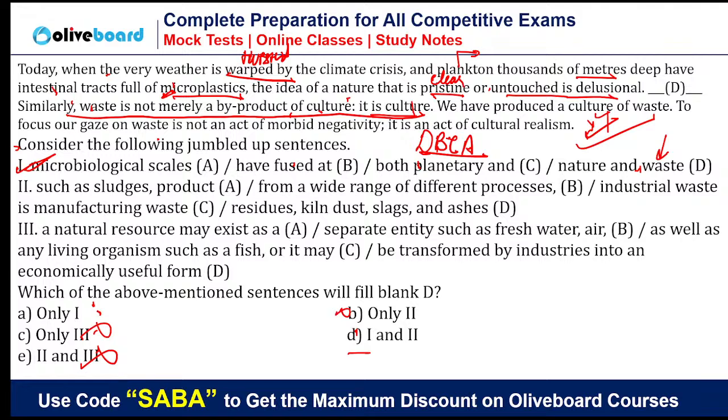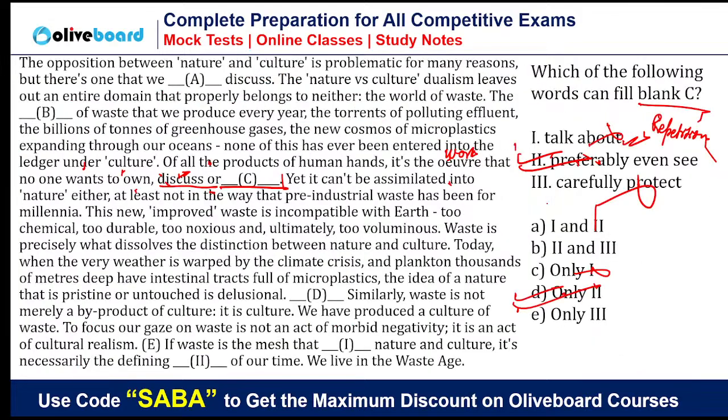Now next let's see. Such as sludges, products from a wide range of different processes. Industrial waste is manufacturing waste, residues, skin, dust, slags, and ashes. So here we are saying that industrial waste is manufacturing waste from a wide range of different processes, such as sludges, product residues. But will it go? Are we talking about only industrial waste in this passage? Come to this. I think we are talking about all types of waste.